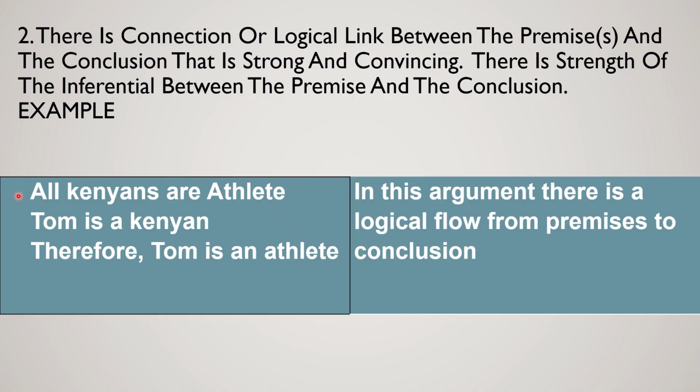So make sure the argument you are making has a logical link from the premises up to the conclusion. Now, a person cannot come and say all Kenyans are athletes, Tom is an American, and then say therefore Tom definitely is an athlete. That will be wrong because there is no connection between a Kenyan athlete and an American. But here, because the conclusion is derived from the premises, we say this is a logical argument in critical thinking and logic.